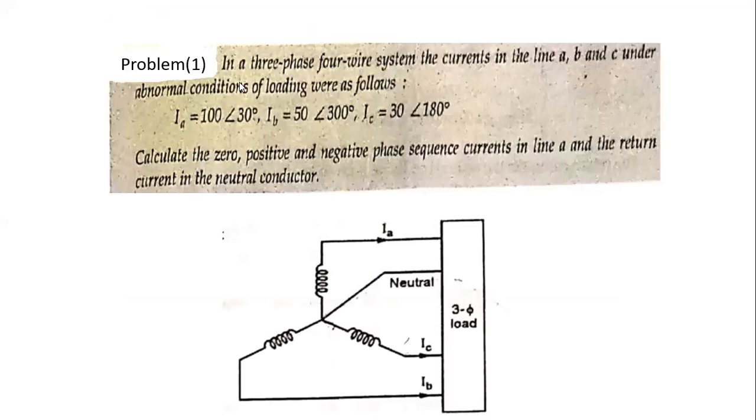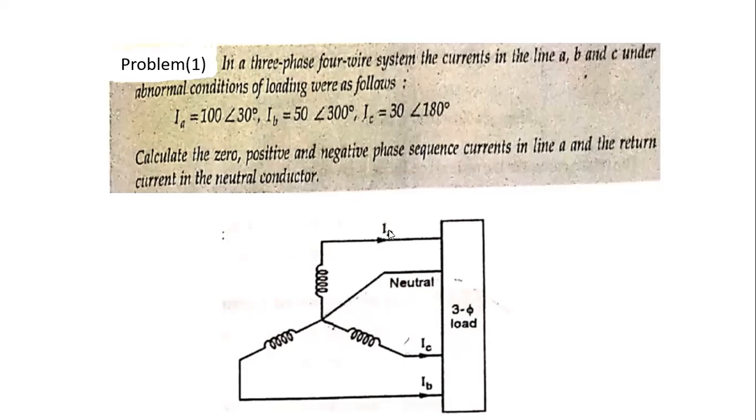Coming to the first problem, that is in a three-phase four-wire system. The currents in the lines A, B, C under abnormal loading conditions are: the A phase current is 100 at an angle of 30 degrees, the B phase is 50 at an angle of 300 degrees, and the C phase is 30 at an angle of 180 degrees. Calculate the zero, positive and negative phase sequence currents in the line and the return current in the neutral conductor. This is the given diagram.